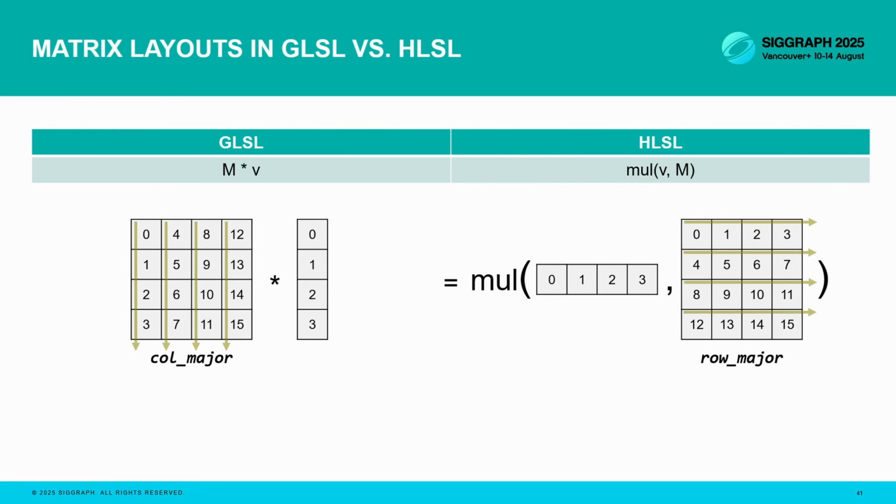Now, if you're used to GLSL or HLSL, there is one thing that you might be worried about. GLSL and HLSL typically have opposite matrix layouts and conventions for the order in which you multiply vectors and matrices. In GLSL, matrices are column major and matrices usually appear on the left. But in HLSL, matrices are row major and matrices usually appear on the right. The good news is that Slang's GLSL compatibility layer automatically handles this transposition for you. It'll translate GLSL style M star V to HLSL mul of V and M.